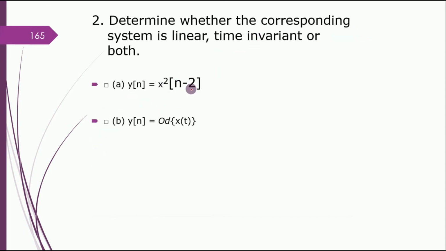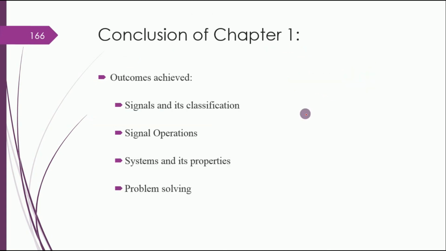So one more, x square of n minus 2, and an odd signal, any odd signal, it is the odd part of x of t. Check for linearity, time invariance, or both. This is also an assignment for you. So all these are assignments for you. Wherever I have written assignment, you need to do it, and cross check it with the answers if the answer is given. If answers are not given, come up with your answer. Let me just verify whether it is a correct answer or not.